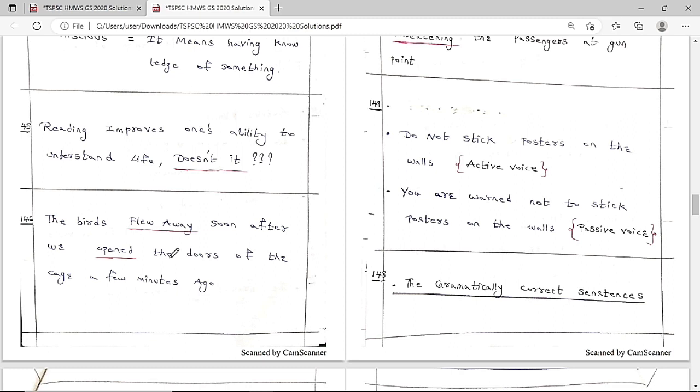I've already told you it's a past tense. So the door is open and the birds flew away. Finally I can say the birds flew away soon after we opened the doors of the cage a few minutes ago. So this is the correct solution of this question.